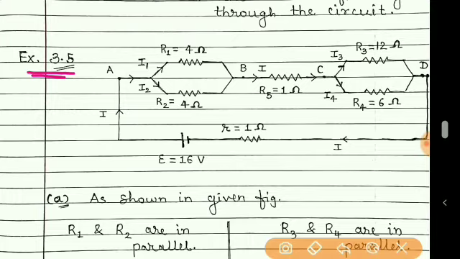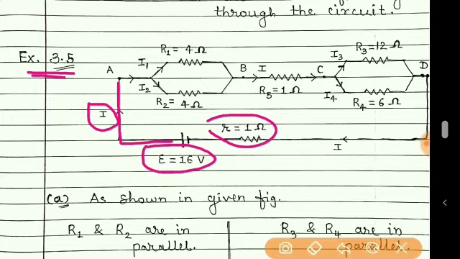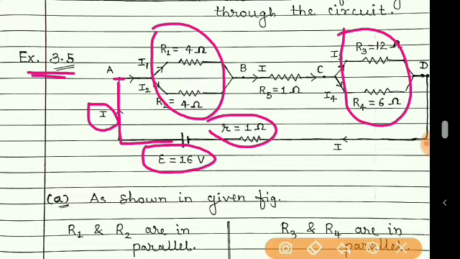Now example number 3.5. Here a battery of EMF 16 volt is given. Its internal resistance is 1 ohm. Current drawn from the battery is I. Here these two resistors are connected in parallel. Even these two resistors are connected in parallel, and then this resistor, this and this, they are in series.